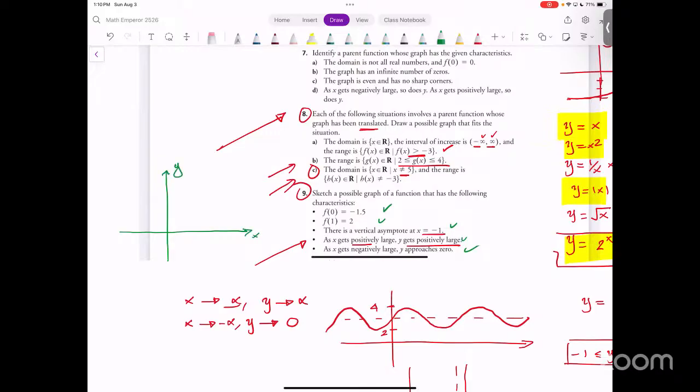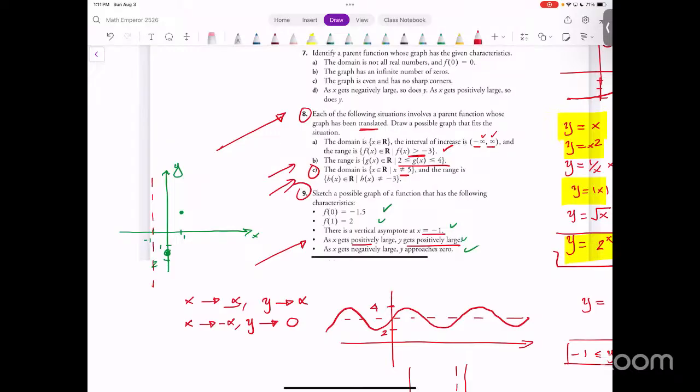So f at 0 is -0.5. So f at 0 means somewhere here. This is 1, this is 2. Okay, cool, I marked that point. f at 1 is 2, so that is f at 1. It's just being marked. There's a vertical asymptote at -1, so I will mark the -1. I'm going to put the dotted line. My graph cannot cross that.